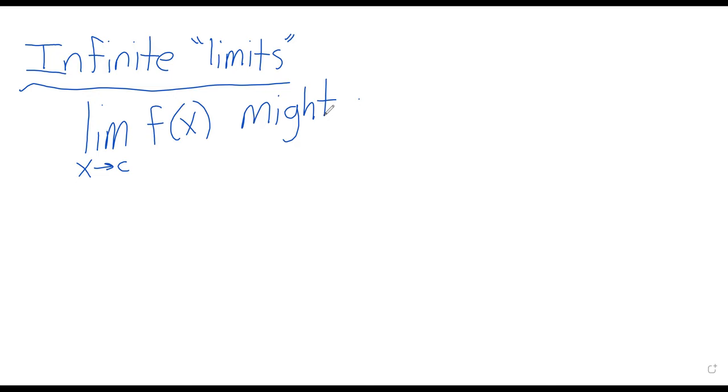Back in the continuity quiz, you saw a lot of limits failing to exist because the left-hand limit and the right-hand limit were different. We're going to introduce this section by talking a little about another way that a limit might fail to exist. And we already touched on this briefly. But the limit as x approaches c of a function might not exist.